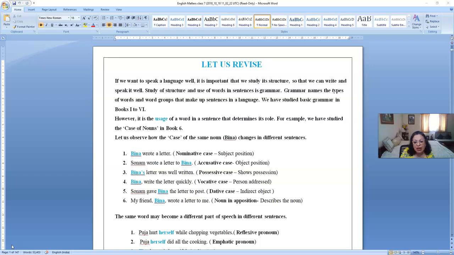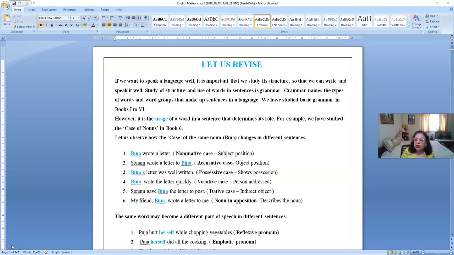So, where the noun is placed, we have learned nouns. We learned that it's a naming word. But if I say, what is Bina? Bina is a noun. Now, what is the case of the noun, what is the usage of that noun, is described by the case of the noun. It changes with different sentences.